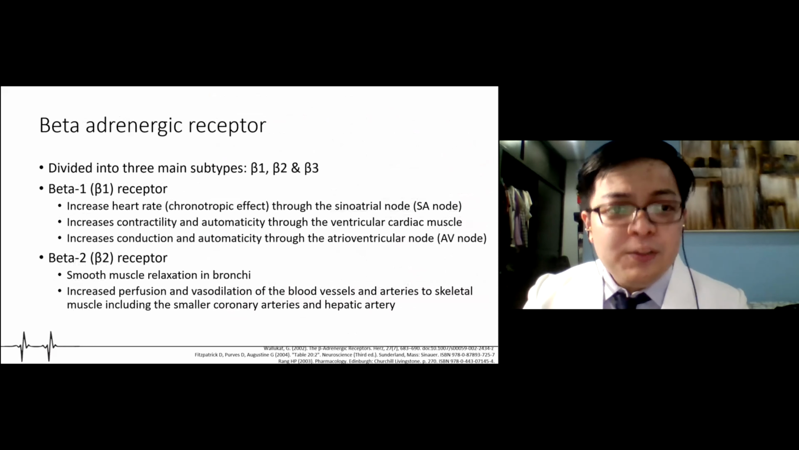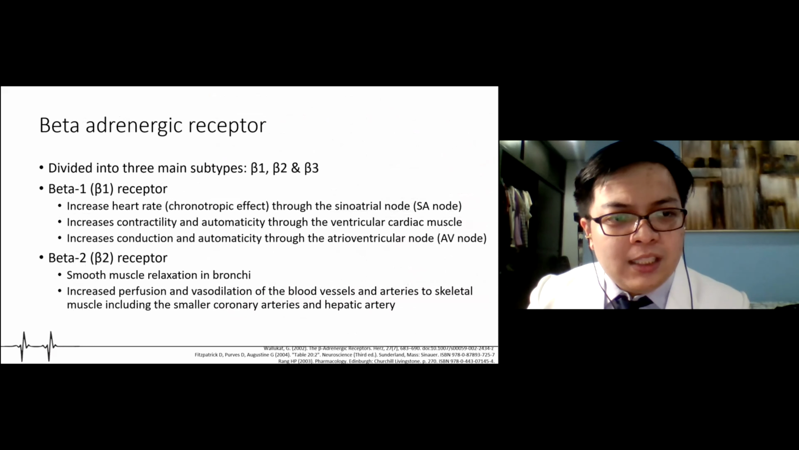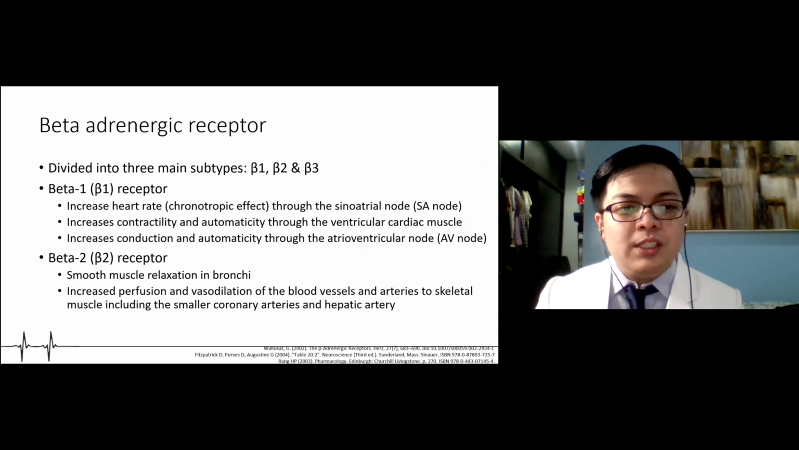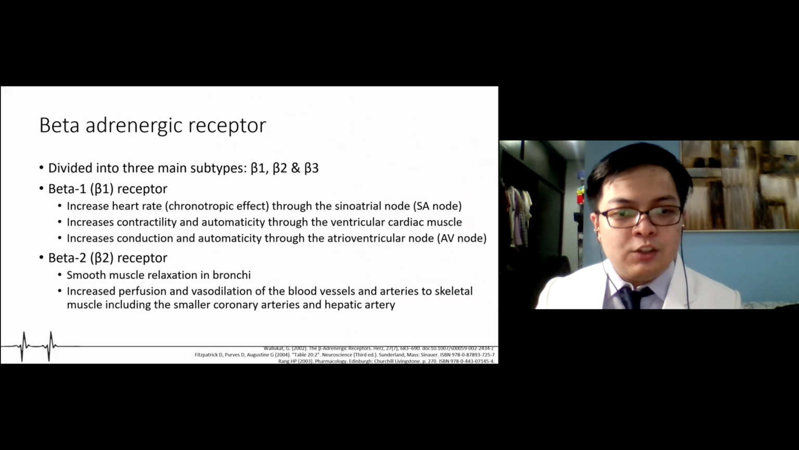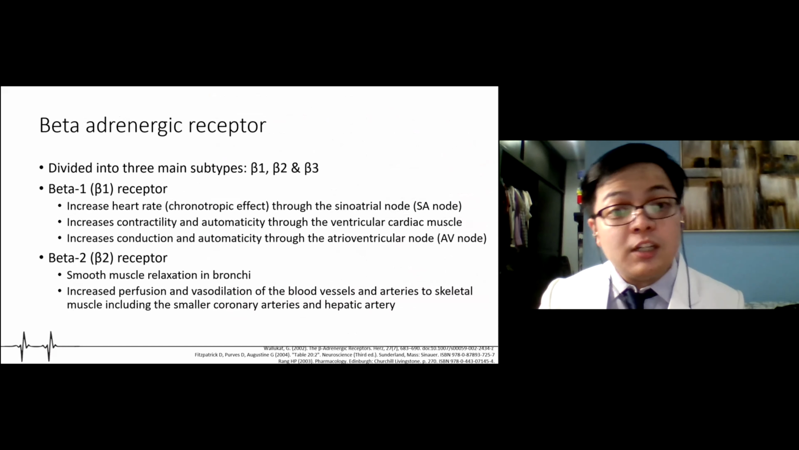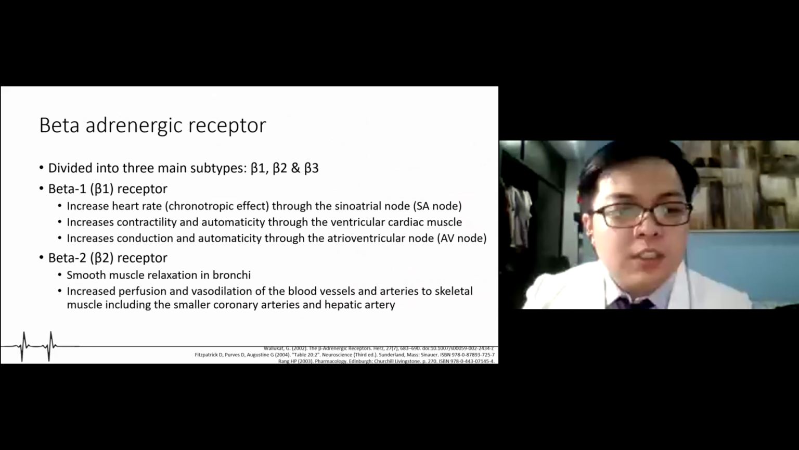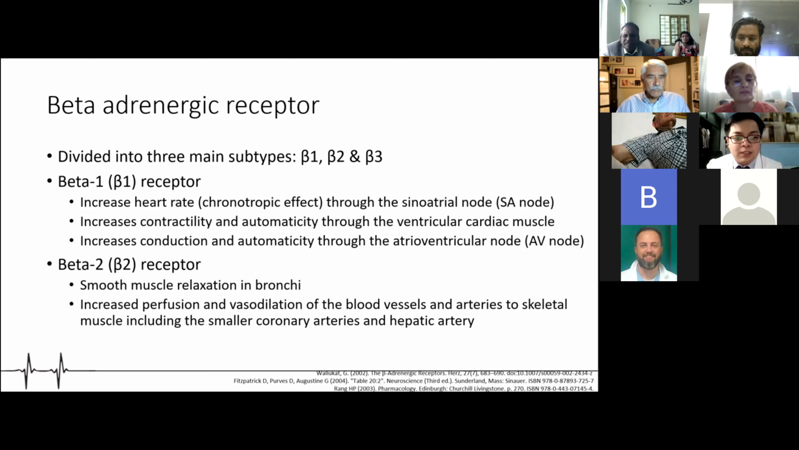So, for a briefer, the beta adrenergic receptors are divided into three main subtypes. Your beta 1, which increases your heart rate through the SA node. It increases your contractility and automaticity to the ventricular cardiac muscle and the AV node. Your beta 2, which provides smooth muscle relaxation in your bronchi and increased perfusion and vasodilation of the blood vessels, and your beta 3.